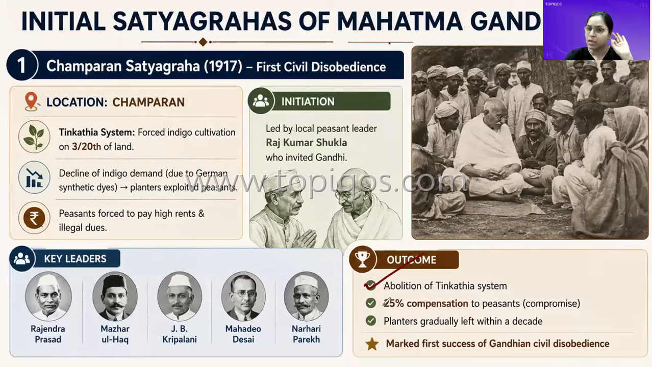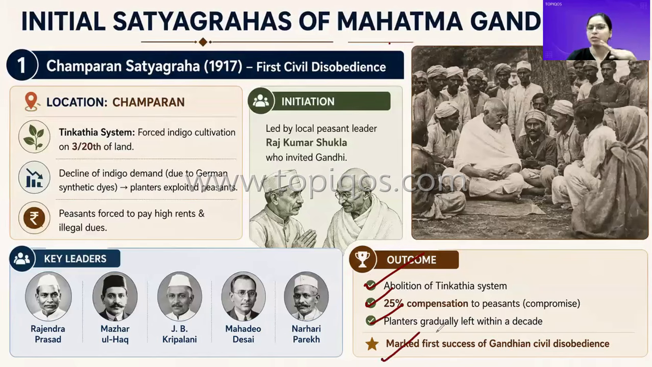Next important thing, the planters were given an order that you have to return back 25% of the compensation to the peasants. Okay. So basically, whatever illegal money you have taken from the peasants, at least a minimum of 25% you have to return back to the peasants. And most importantly, slowly and gradually, these planters left Bihar, that is, the Champaran area. And Gandhi's first Satyagraha in Champaran was quite successful.